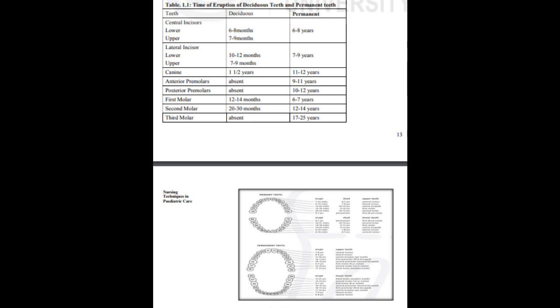1.3.6 Dentition. The temporary teeth are 20 in number: 4 incisors, 2 canines and 4 molars in each jaw. The permanent set of teeth are 32 in number and consist of 2 incisors, 1 canine, 2 premolars and 3 molars in each half of the jaw. The following table shows the eruption of different types of teeth. Table 1.1, time of eruption of deciduous teeth and permanent teeth. Look at the screen. Fig. 1.7, eruption of deciduous and permanent teeth.